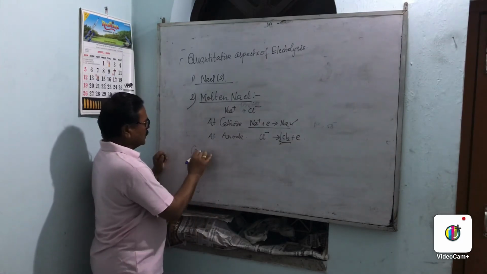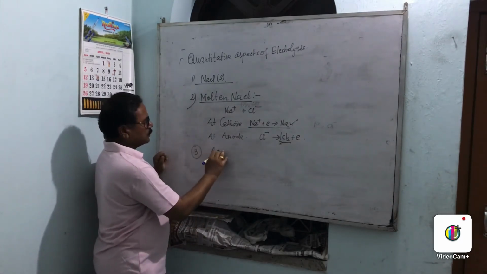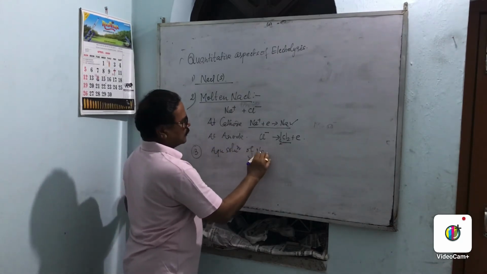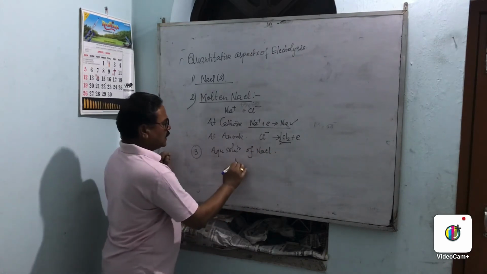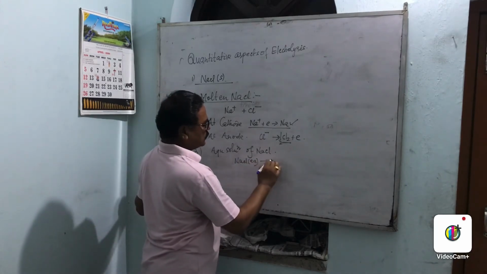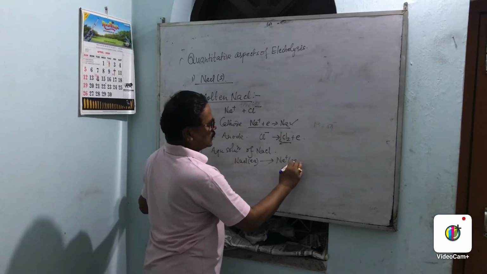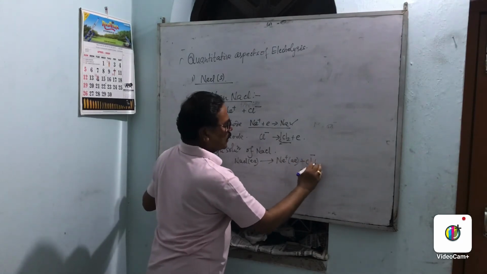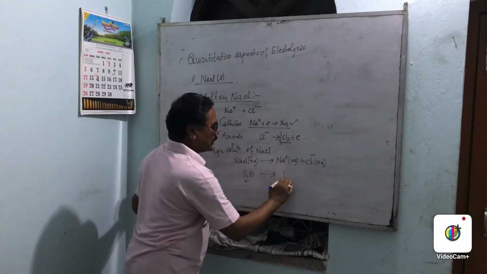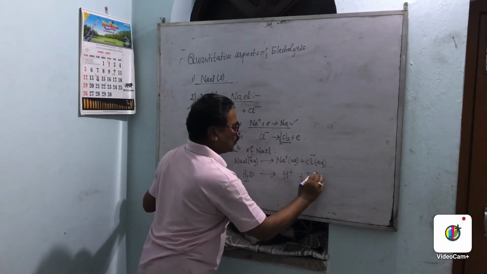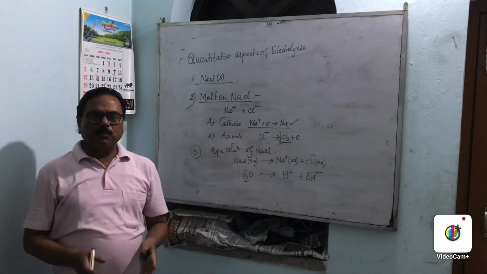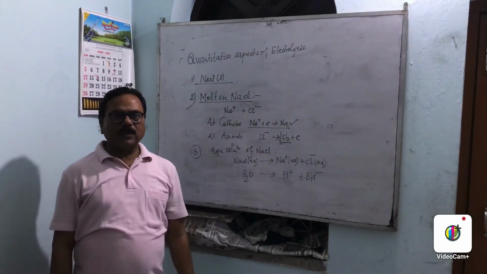Now we take another case, that is an aqueous solution of NaCl. So this aqueous NaCl will dissociate to give Na plus ion aqueous and Cl minus ion aqueous. And there is water. Water will also dissociate to give H plus ion and OH minus ion. Right? So there is a competition between the reactions that take place at the electrodes.